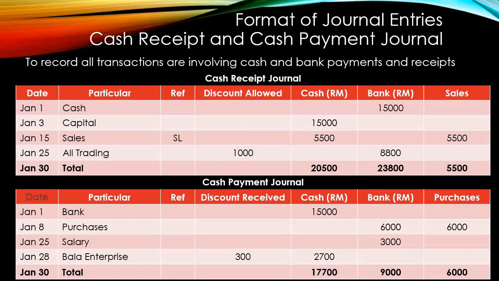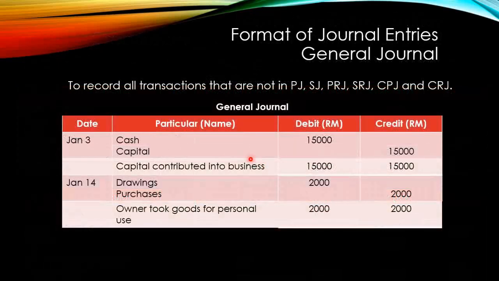So now we already have 6 journals. We have the sales journal, purchase journal, sales return and purchase return journal, and the cash receipt journal and cash payment journal. And the 7th journal would be the general journal, to record all transactions that are not in the purchase journal, sales journal, purchase return journal, sales return journal, cash payment journal, and the cash receipt journal. So the other miscellaneous items, you put them all in the general journal.